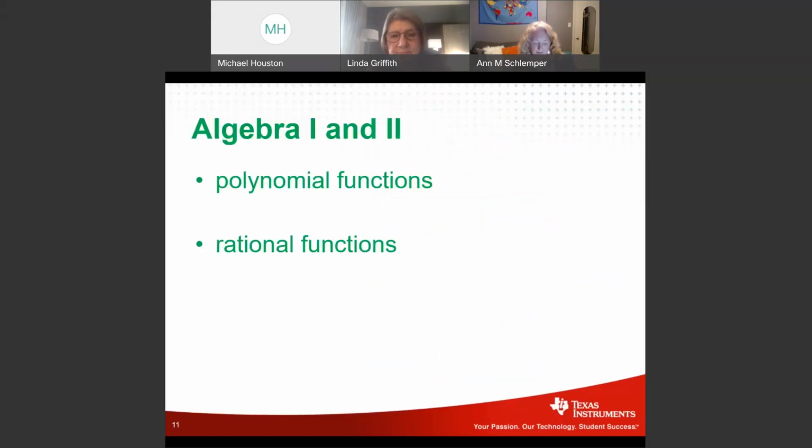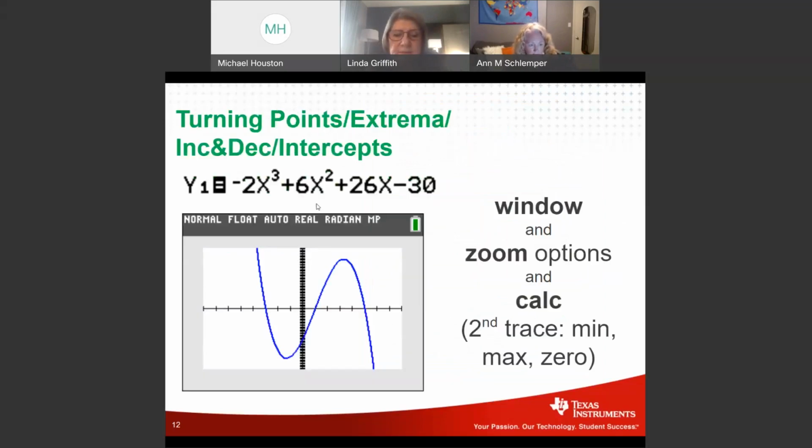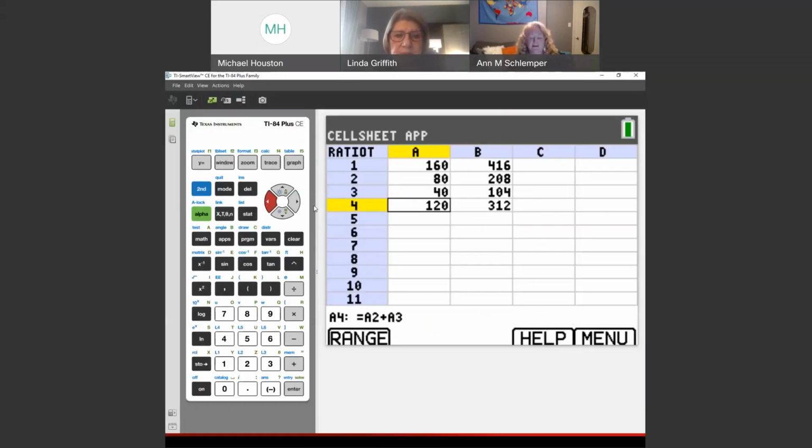Okay, and so now we're going to move on to some algebra topics, polynomial and rational functions. And so I've already entered this into my Y1. So if you guys want to enter that into your Y1 while I attempt to pull it back up again. You can see it, right? I hope.